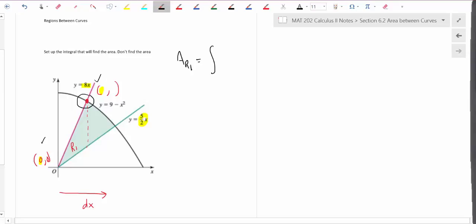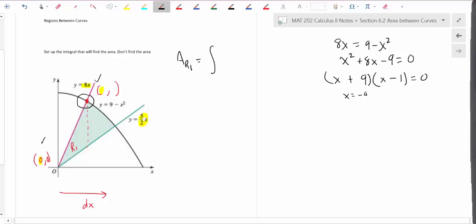The intersection of these two curves right there is 8x and 9 minus x squared. Okay, so I need to find the intersection between those two curves. So that's 0. Let's do it this way. So I have x squared plus 8x minus 9 equals 0. Then I factor: x and x, it's 9 and 1, plus and minus, so we'd have x equals -9 and x equals 1.